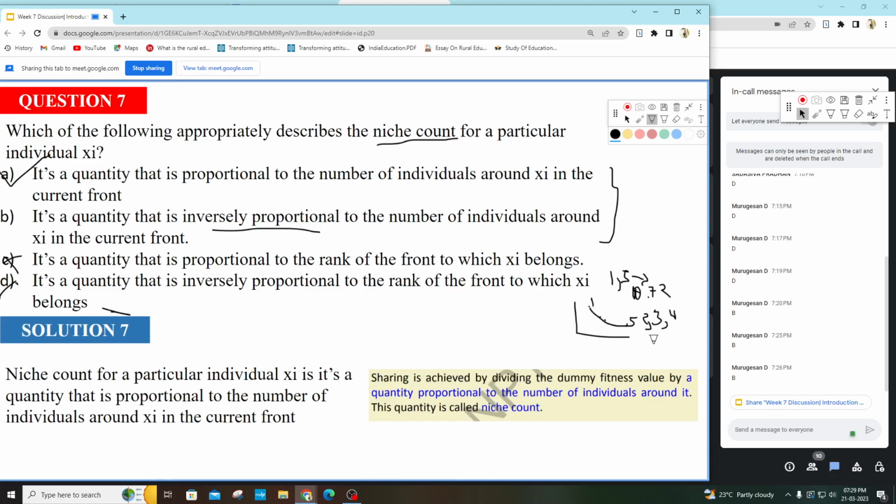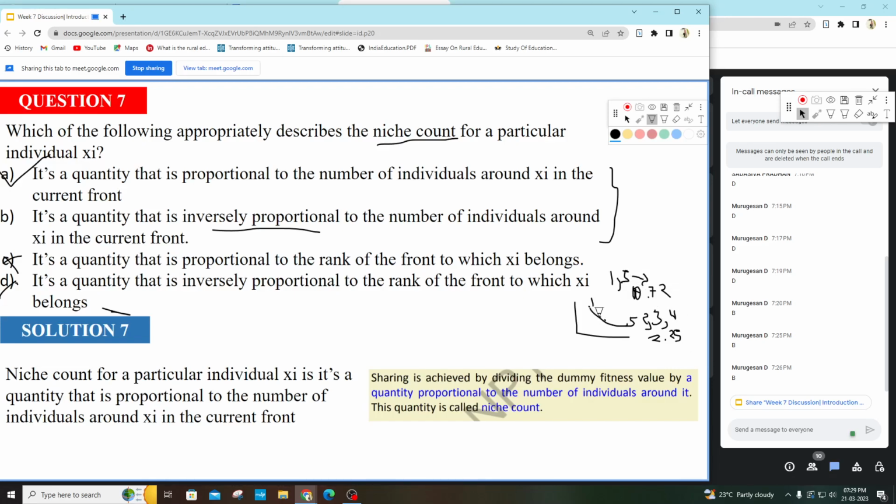4 has a niche count of 2.24 or 2.26 approximately, right? So let's take it as 2.25. So the niche count of these 3 points was approximately 2.25, and the niche count of 1 and 5 was 0.72. That means 1 and 5 were not surrounded by that many individuals, so that is why the niche count was less for these two.